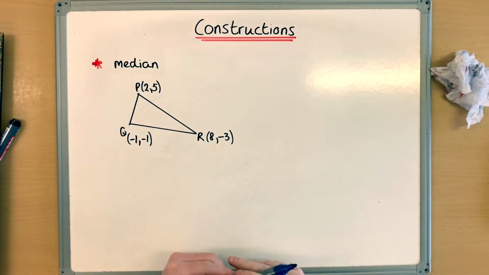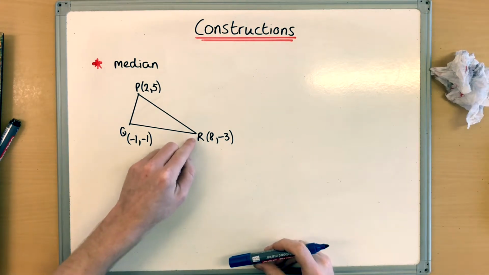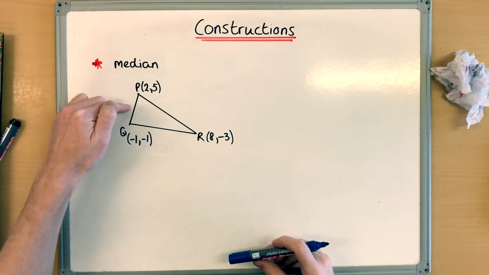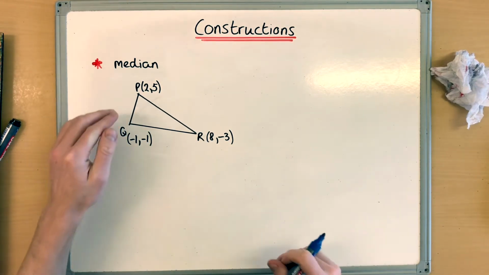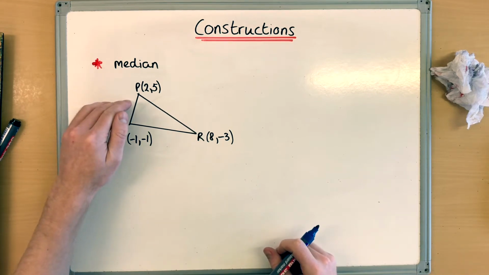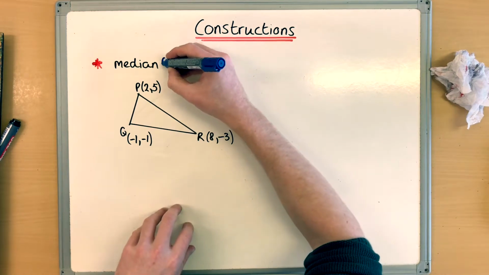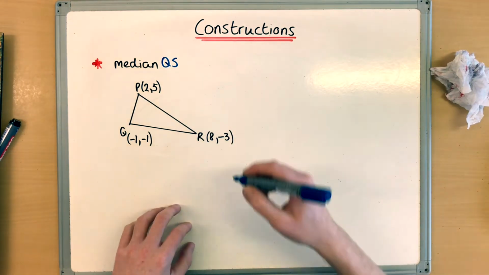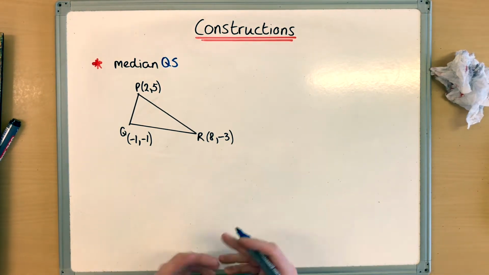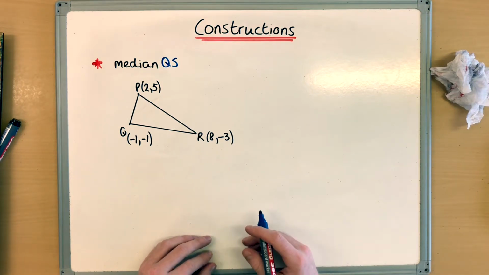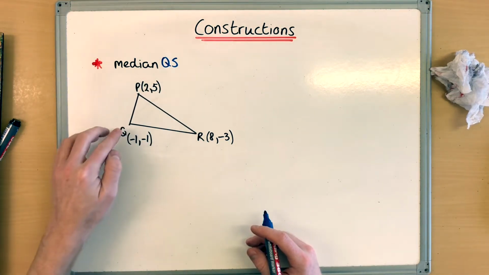Okay, so the next construction we're going to do is the median, and the median does need to involve a triangle. So the median goes from one corner of a triangle to the midpoint on the opposite side, and usually it doesn't meet at a right angle. So I'm going to ask to find the median QS, the median through QS. And the first thing you'll be thinking is, well, where is the point S? It doesn't really matter. What you should be focusing on is the median from Q.